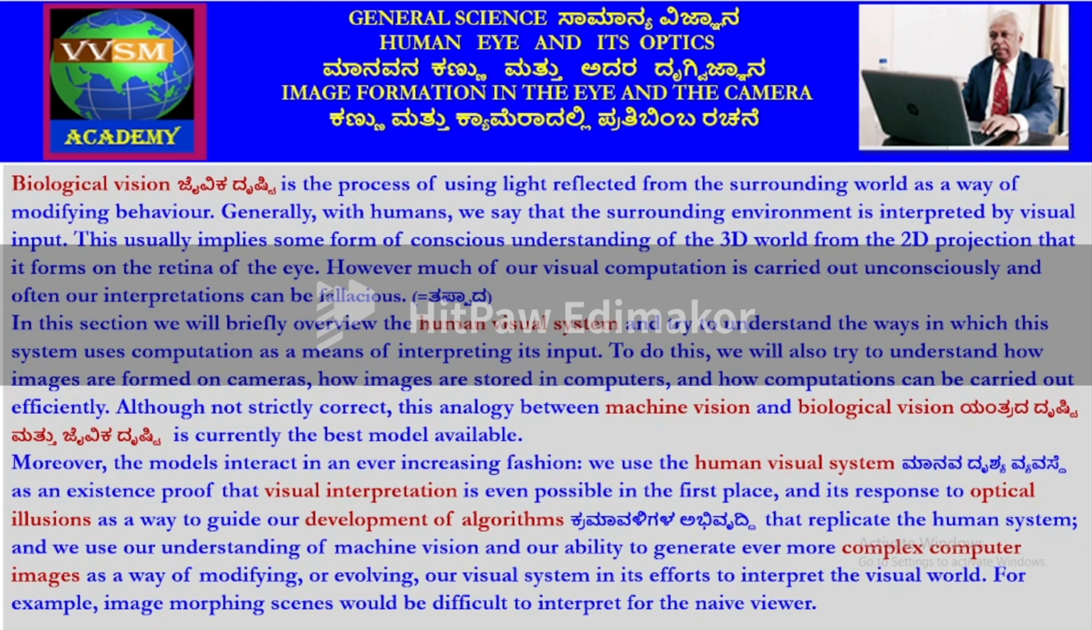However, much of our visual computation is carried out unconsciously, and often our interpretations can be fallacious. In this section, we will briefly overview the human visual system and try to understand the ways in which this system uses computation as a means of interpreting its input. To do this, we will also try to understand how images are formed in cameras, how images are stored in computers, and how computations can be carried out efficiently.